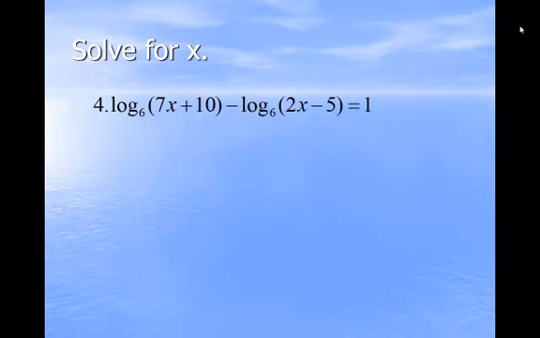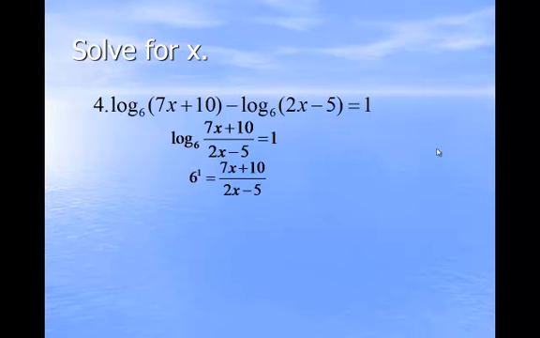Alright, the minus sign means that we're going to be dividing these two logs, squishing them together as one log. So log base 6 of 7x plus 10 being divided by 2x minus 5, and it equals 1. Now we don't have a log base 6 to cancel out on the right side with the 1 on the left, so what we do instead is we rewrite this. Your base is 6, the 1 comes over to the left side of the equals, the fraction goes to the right side of the equals. 6 to the 1 equals 7x plus 10 over 2x minus 5.